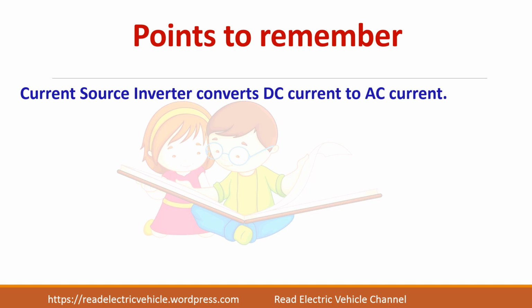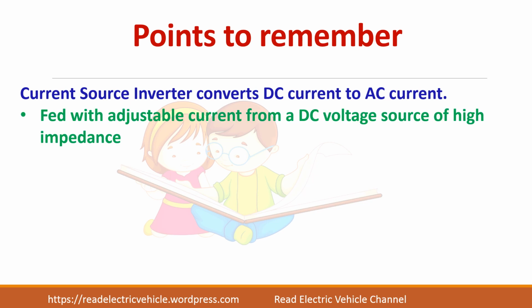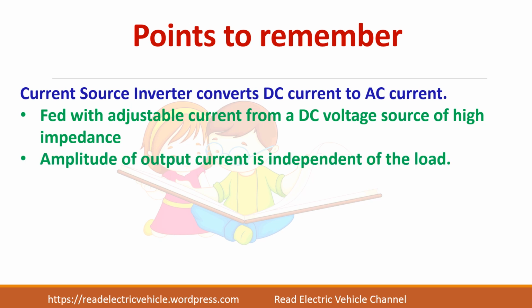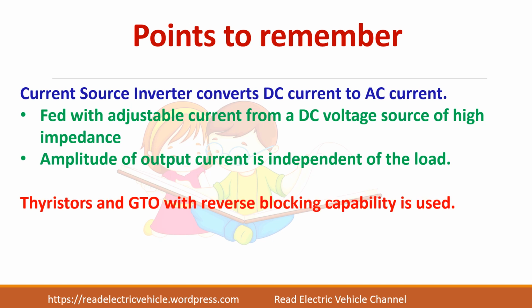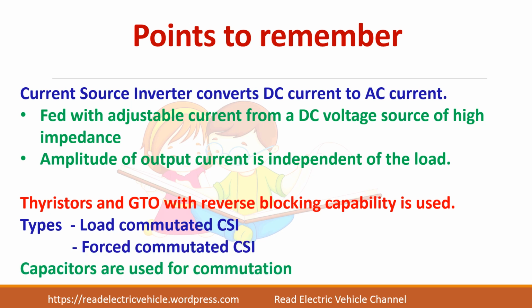So the points to remember here are that a current source inverter converts DC to AC current. It is fed with an adjustable current from a DC source of high impedance, and the amplitude of the output current is independent of the load. Thyristors and GTOs with reverse blocking capabilities are used. And there are two types of CSI, load commutated and force commutated. For force commutation, you can use capacitors.